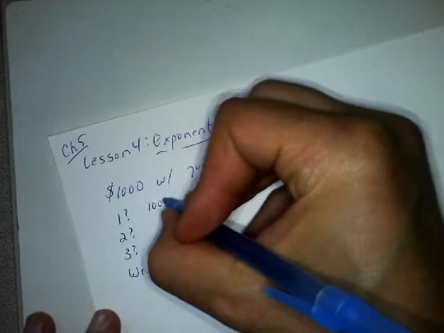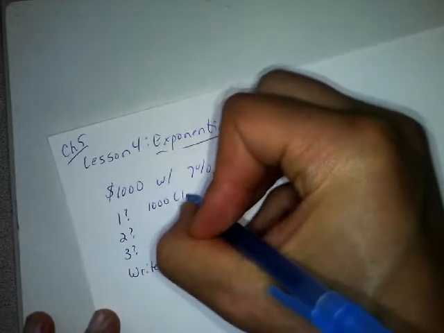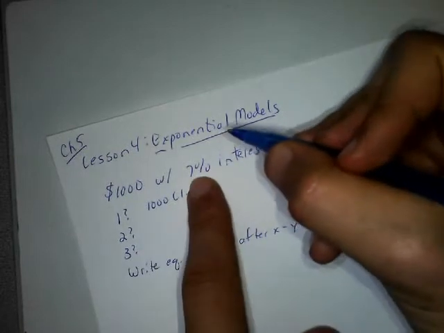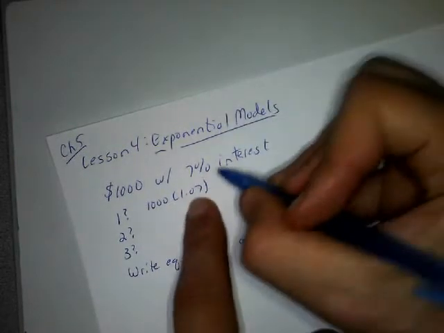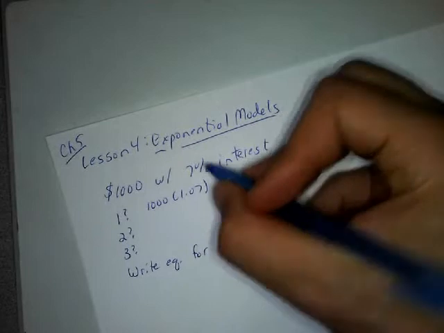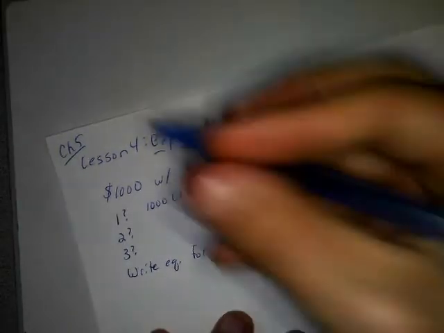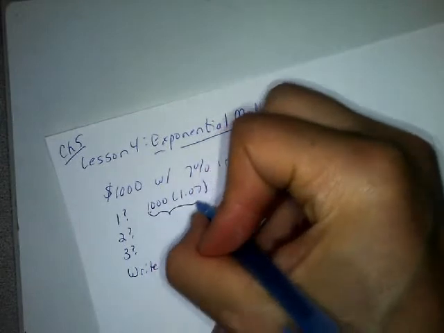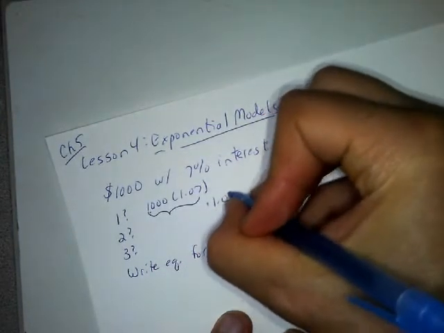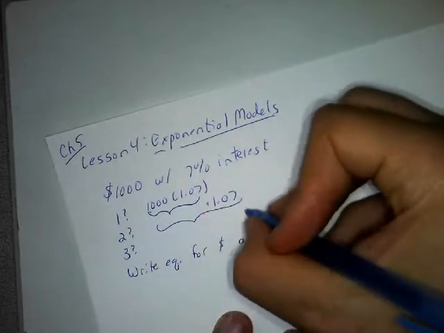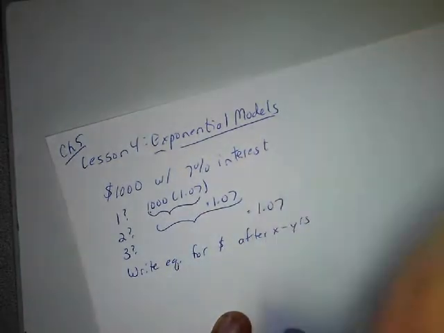you'd have $1,000 and you would multiply it by 1.07. Why? Because you have 100% and then 7% more. And that would give you the answer for 1 year. For 2 years, you would then take that answer and times that by another 1.07. And for 3, you do it again, take this answer, multiply by another 1.07.